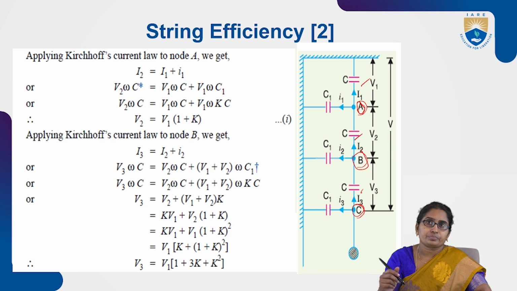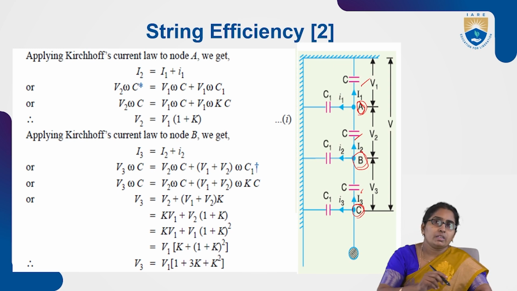Now, first at node A, looking at the left side, applying Kirchhoff's current law at node A. What is the incoming current? Capital I2 is equal to the leaving currents, capital I1 plus small i1. So capital I2 is equal to capital I1 plus small i1.